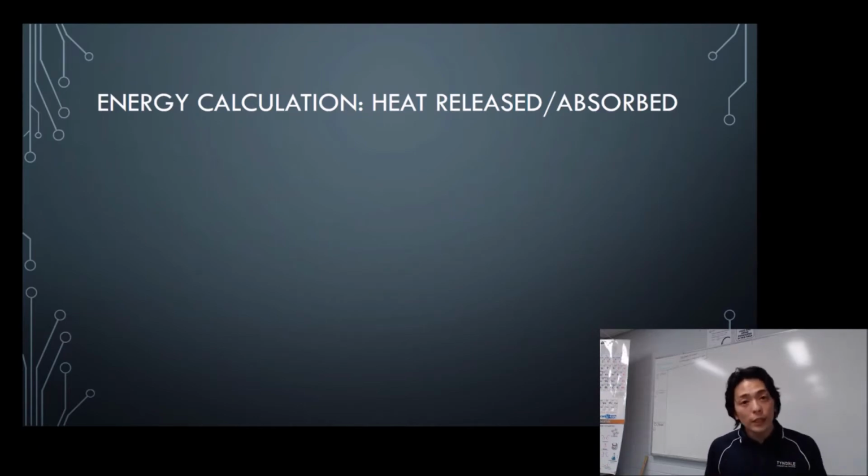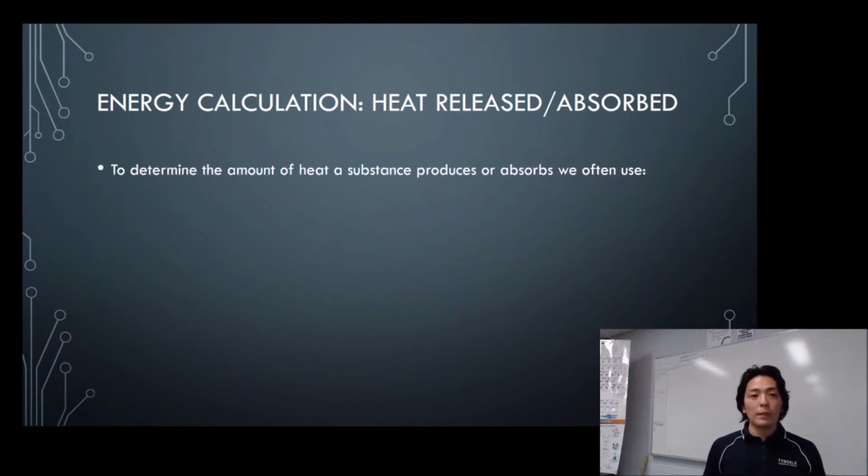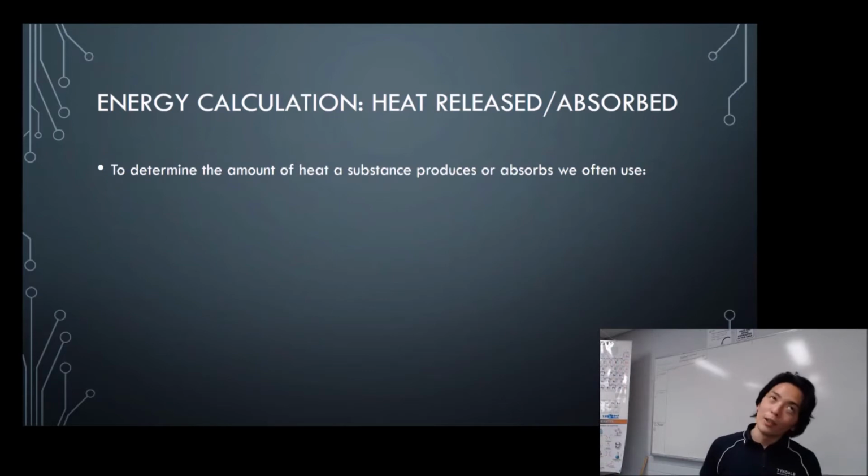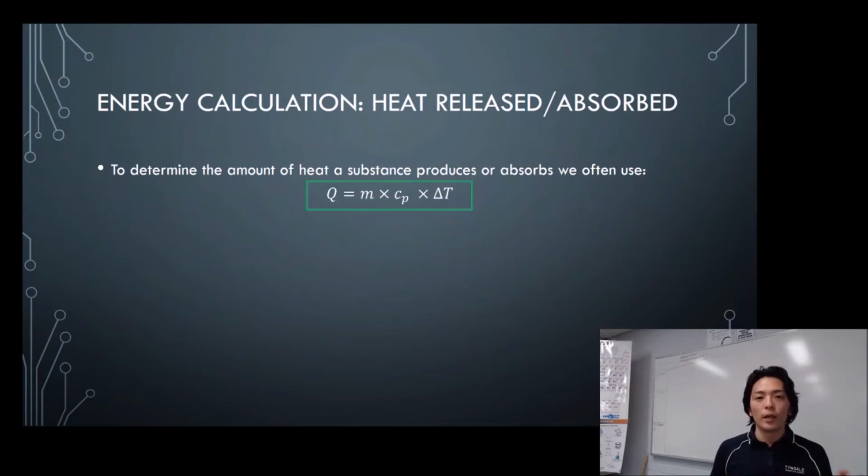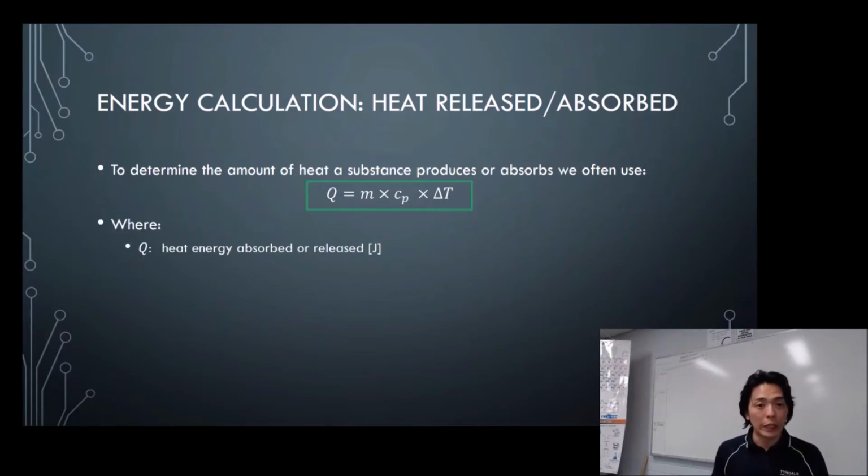The heat released or absorbed can be calculated now for you to determine the amount of heat a substance produces or absorbs. We use this formula of Q equals m times c, Cp, the specific heat capacity of water, times delta T, where Q is the heat energy released or absorbed in joules usually.